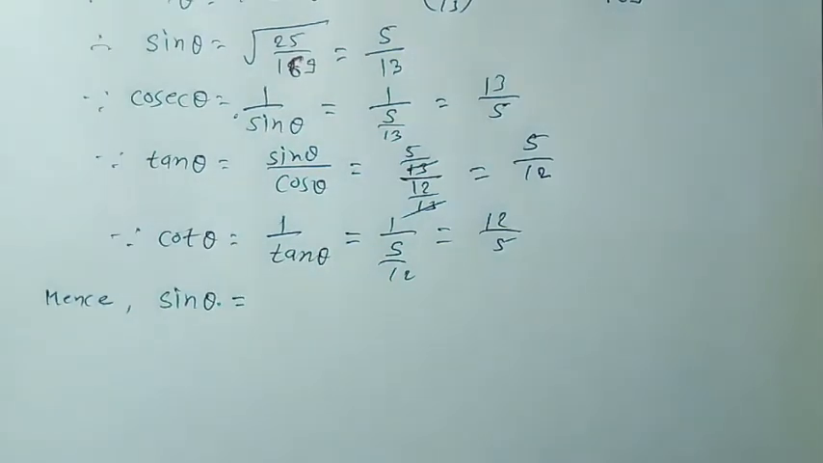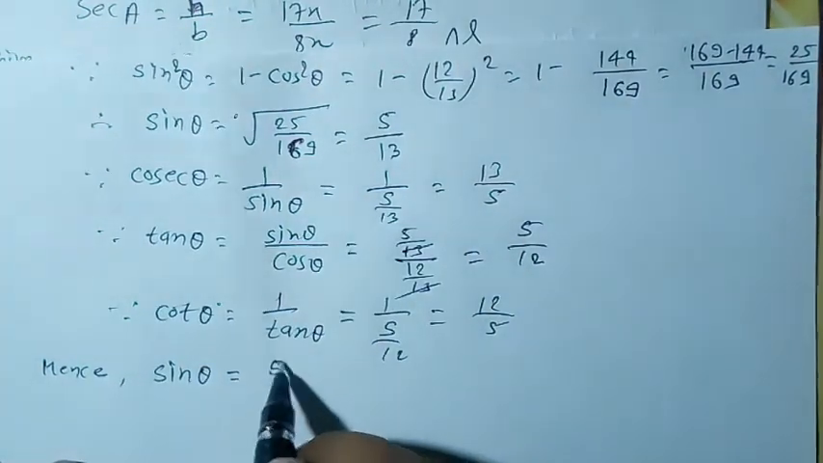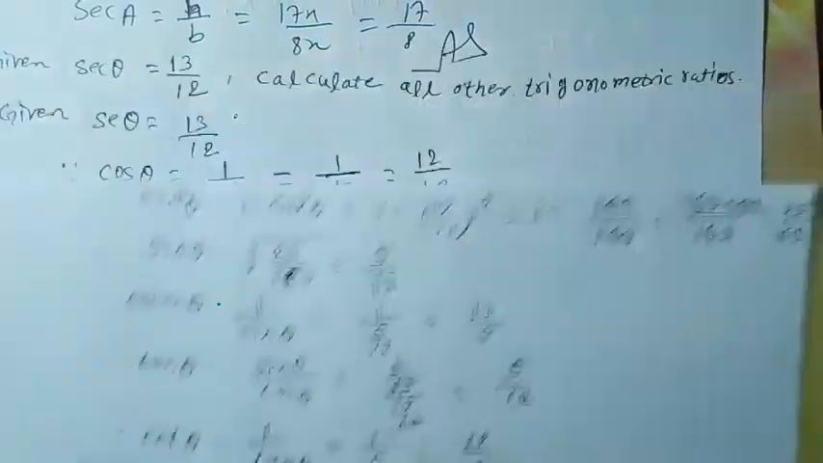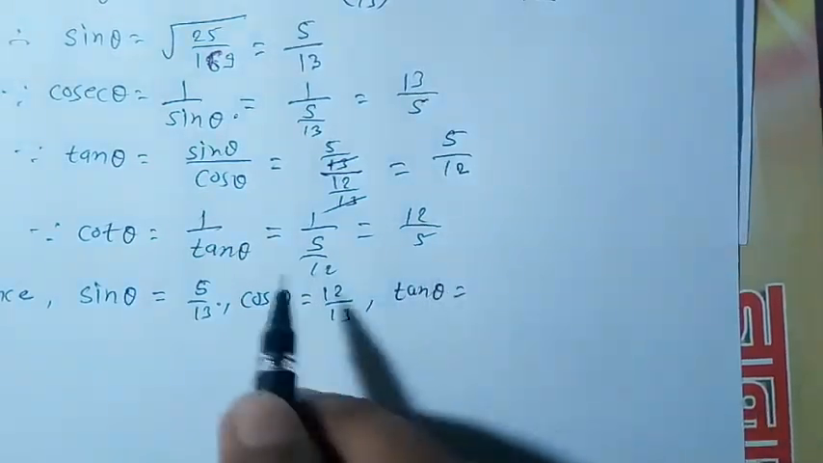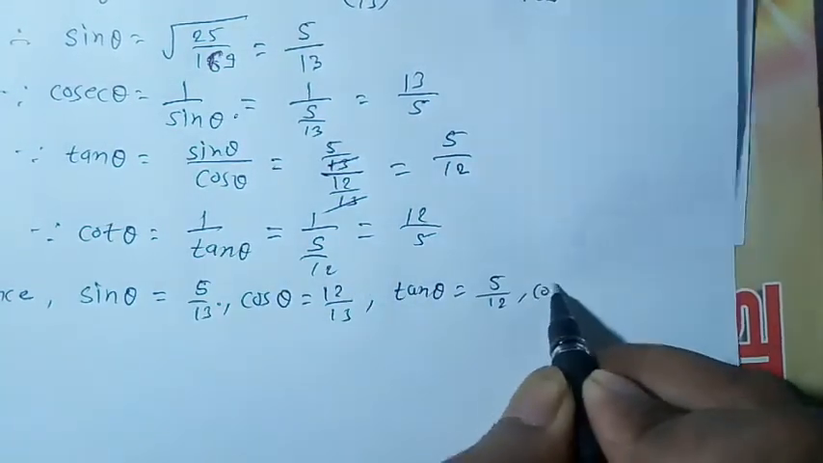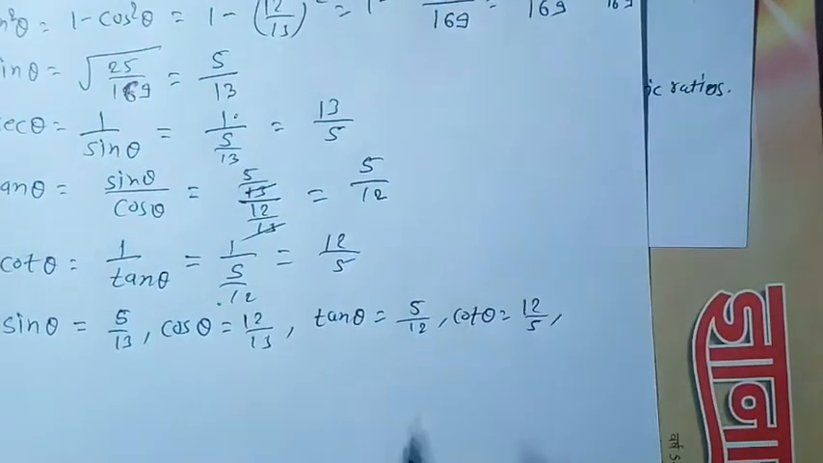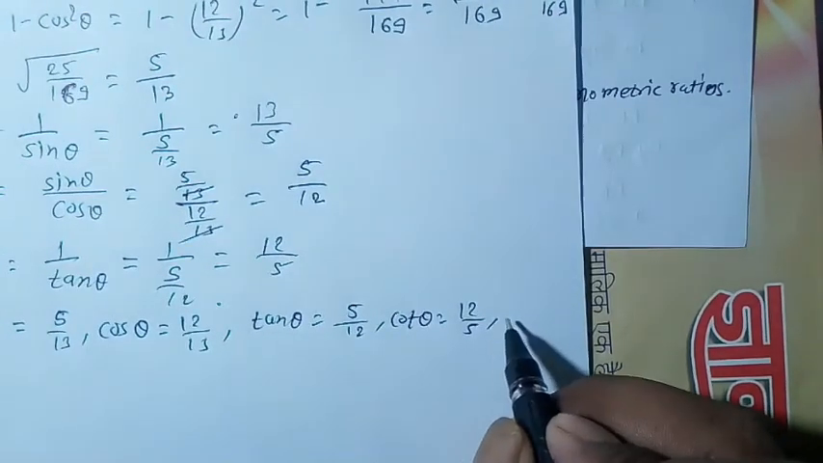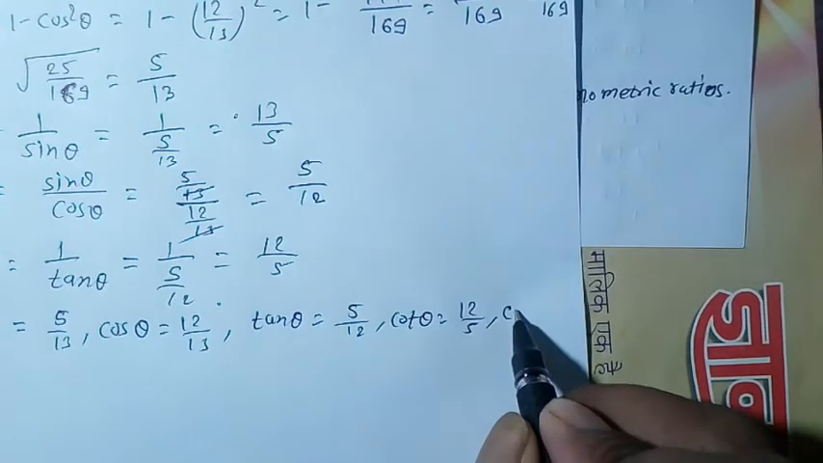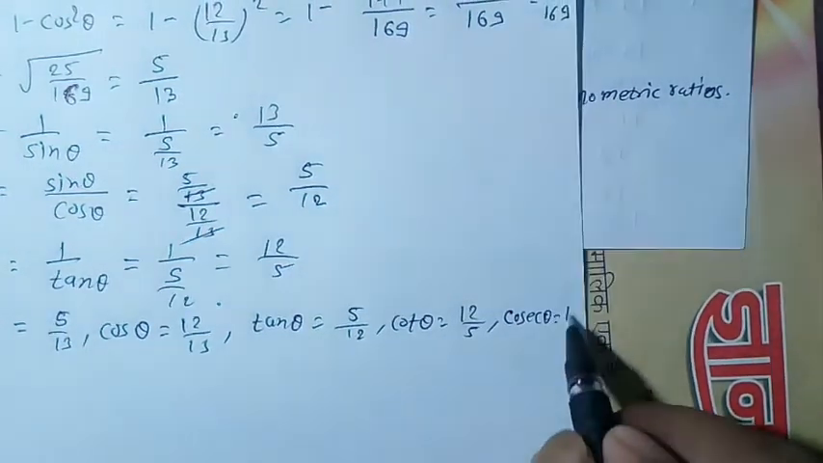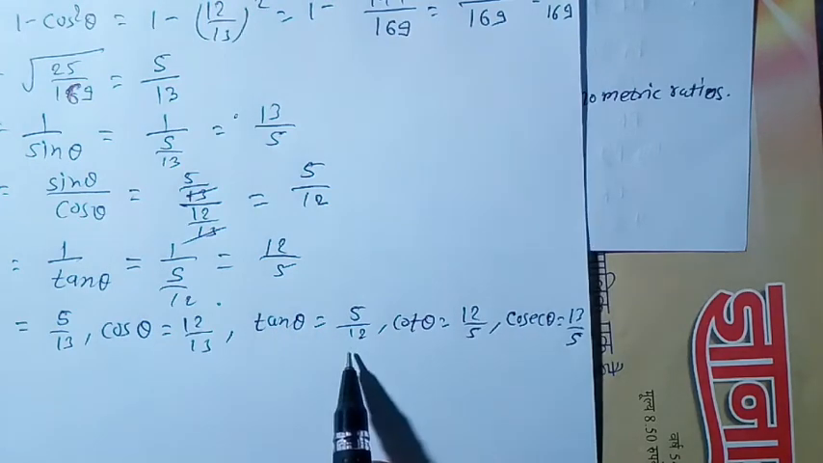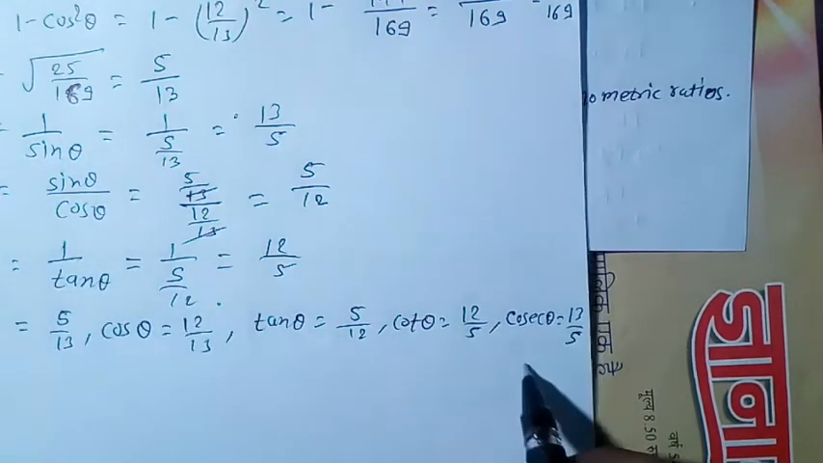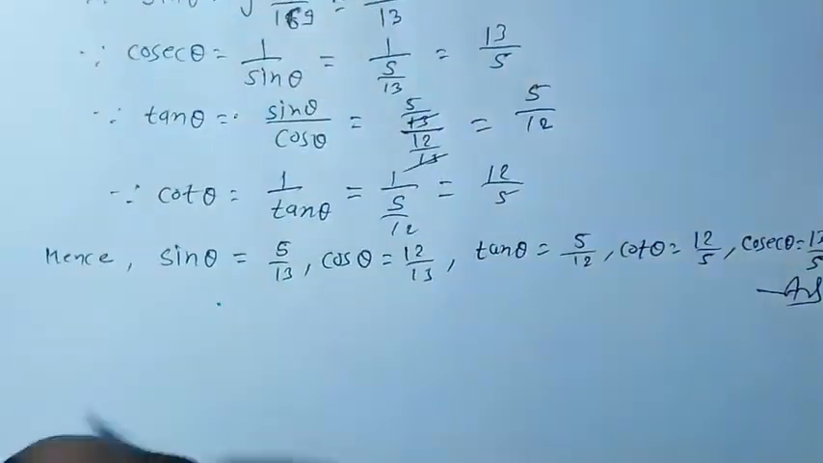Hence sin theta is equal to 5 by 13, cos theta is equal to 12 by 13, tan theta is equal to 5 by 12, cot theta is equal to 12 by 5, and cosec theta is equal to 13 by 5. Answer. Next question.